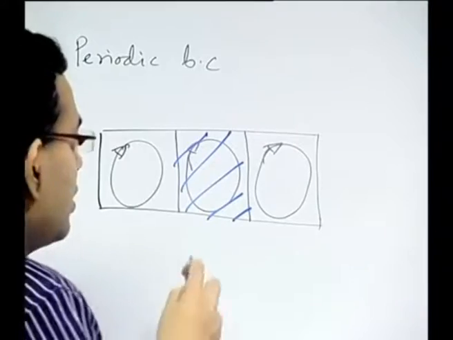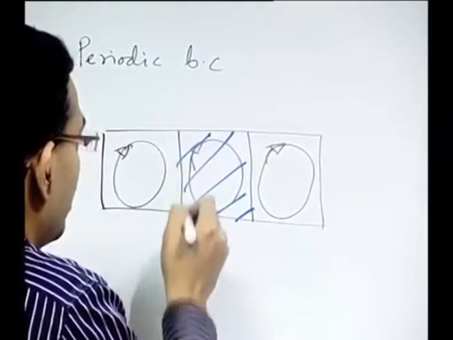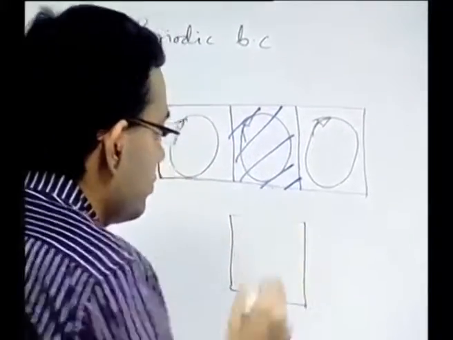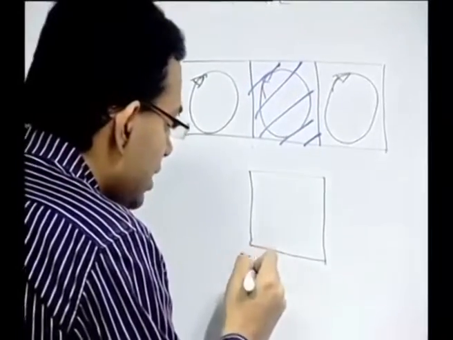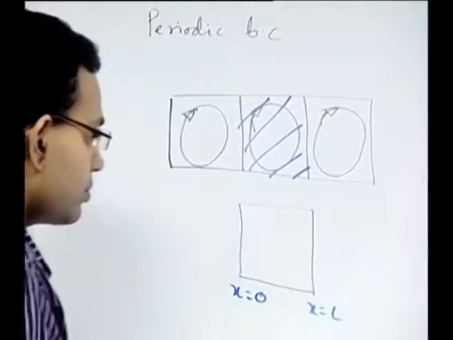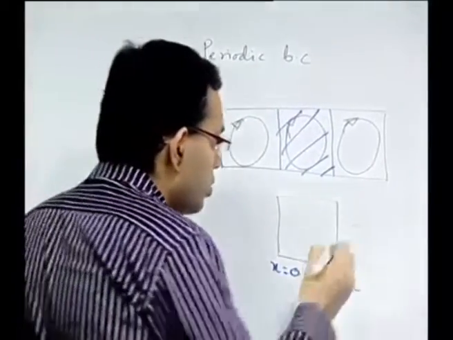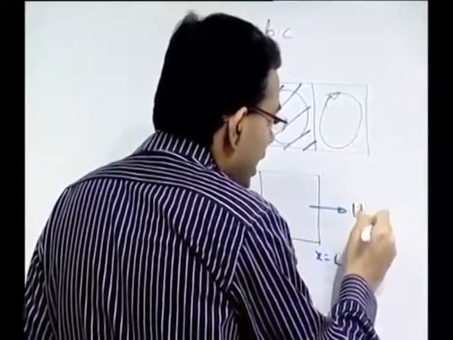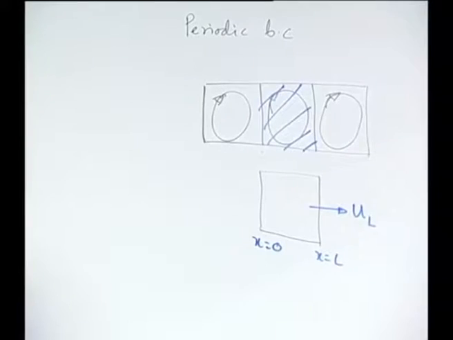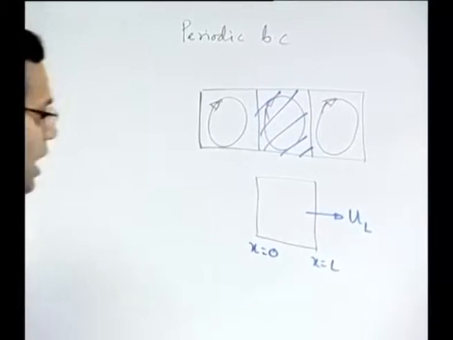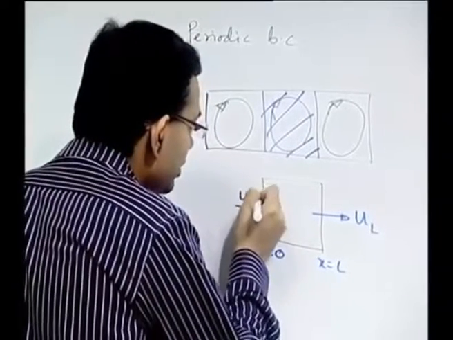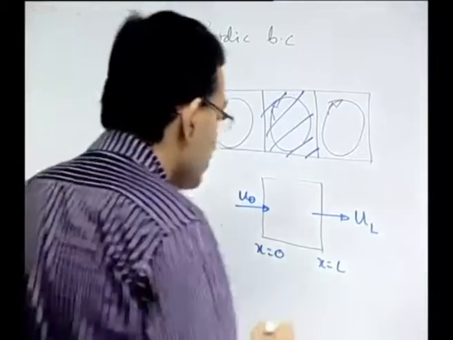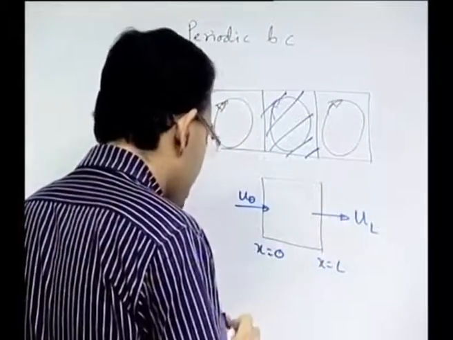So then what kind of boundary condition do you put here? Let us isolate this particular cell. Let us say this is x equal to 0, this is x equal to L. Let us say this is the velocity at x equal to L, say U_L, and this is the velocity at x equal to 0, say U_0. We do not know these, but what we know is that they are repeating.